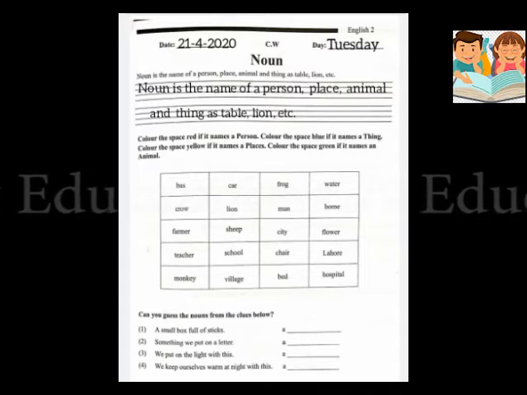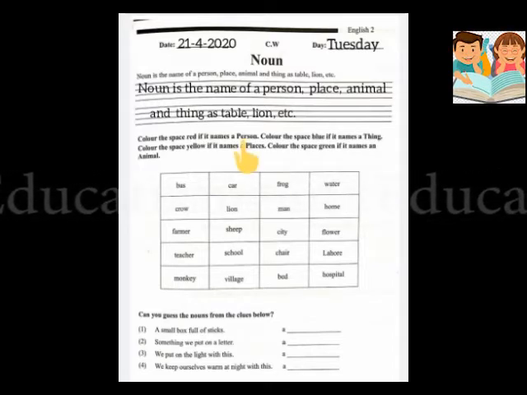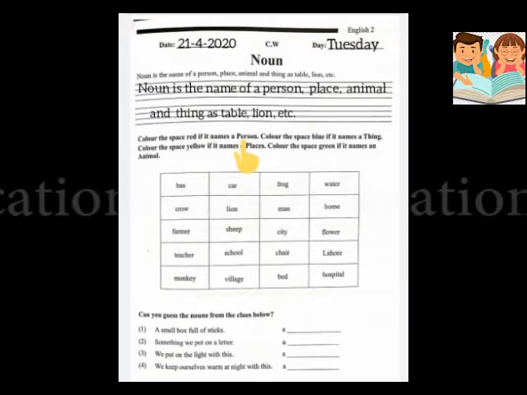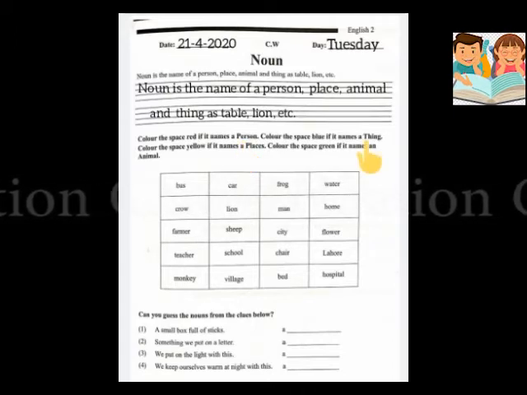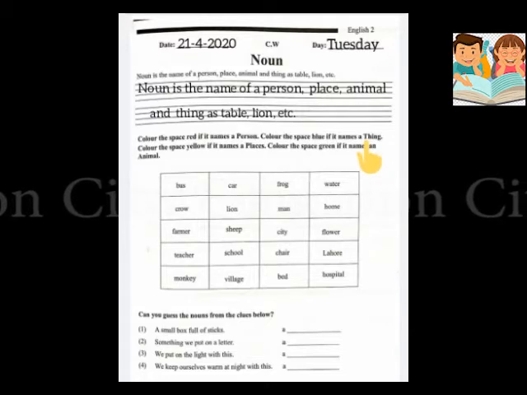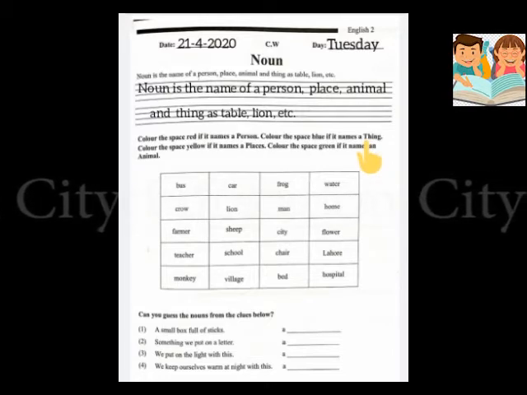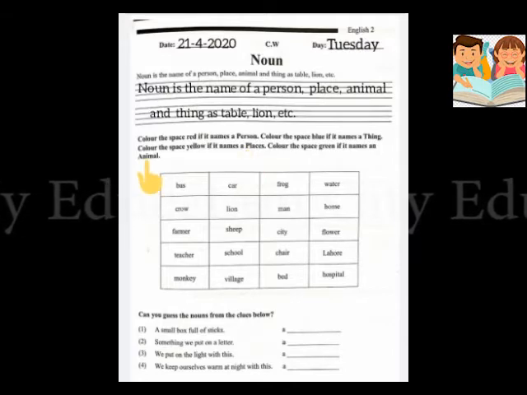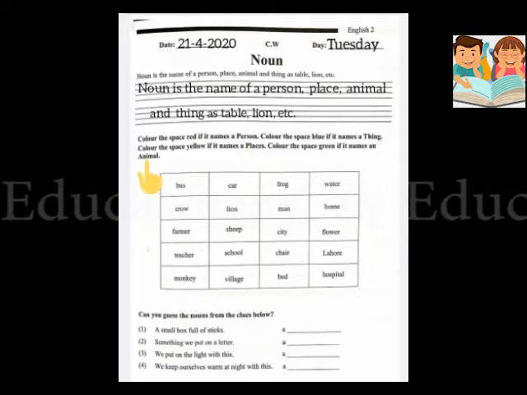Now the next is: color the space red if it names a person. Color the space blue if it names a thing. Color the space yellow if it names a place. And color the space green if it names an animal.